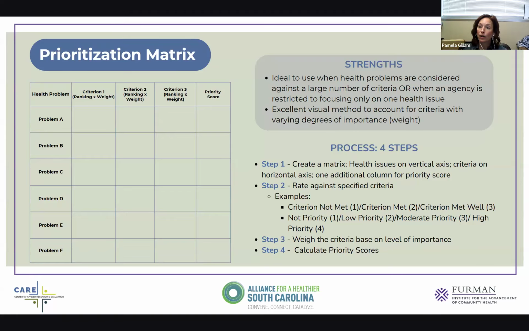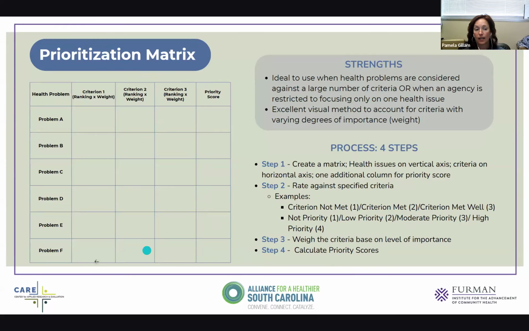Now, it's really important, again, with your criteria, you're deciding what it is that you're going to use. Here, I gave you 2 examples. Criteria not met, with a score of 1, criterion met 2, criterion met well 3, or priority could be it. And that's 1, 2, 3, or 4 is the rating there. And then you have to weight the level of importance and then calculate the scores.